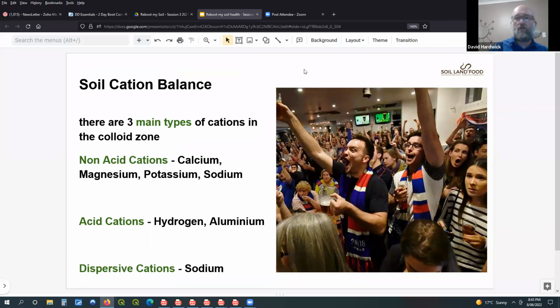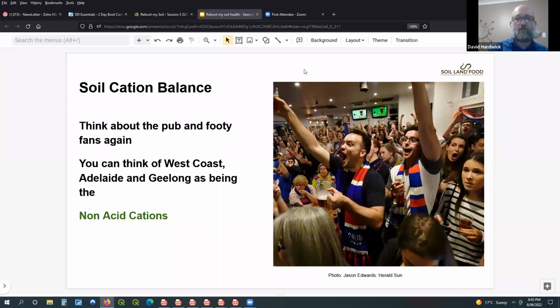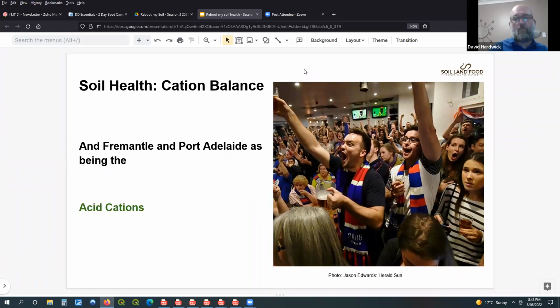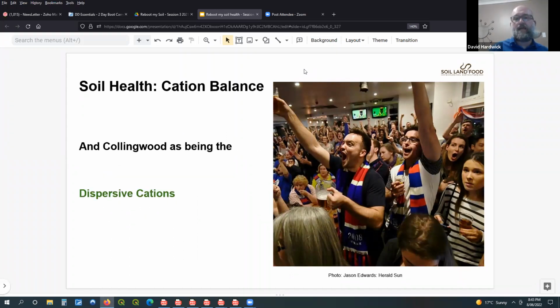Now, different agronomists have different benchmarks for this, of course. So we want a good proportion of non-acid cations, not too many acid cations, and of the magnesium and or sodium, we don't want too many. Now, the problem is that some soil types naturally have lots of magnesium in them. Some soil types are naturally prone to sodium being a factor because of the clay type.